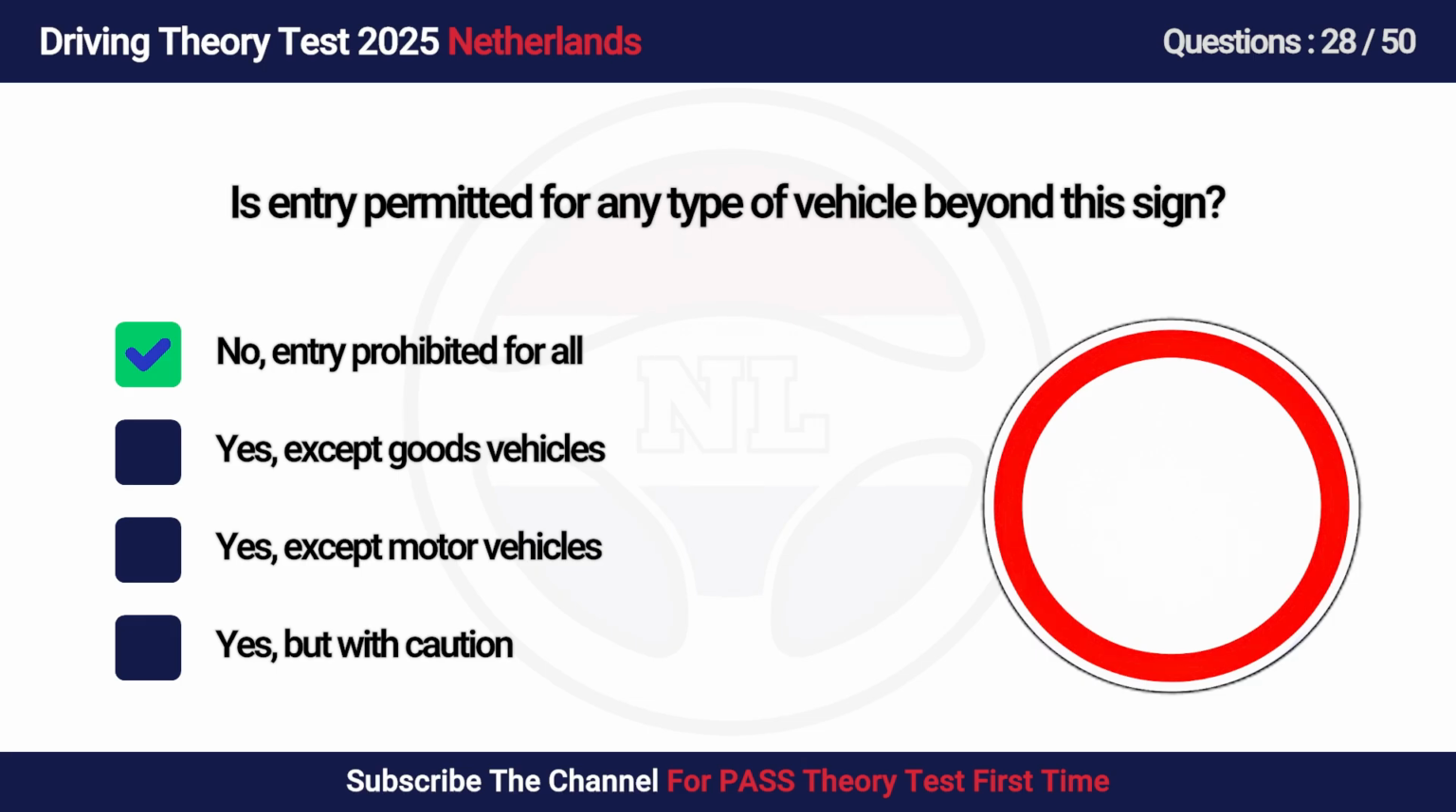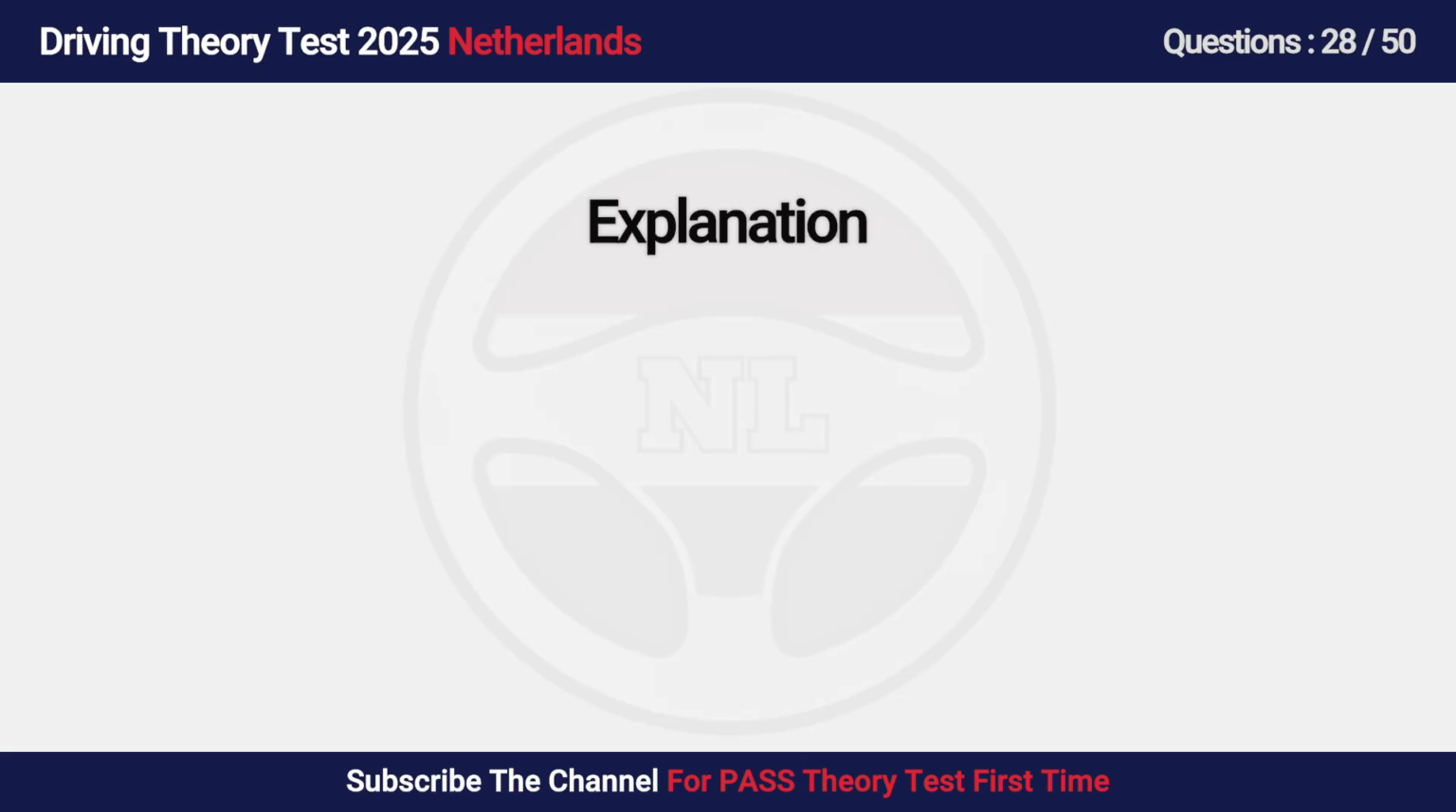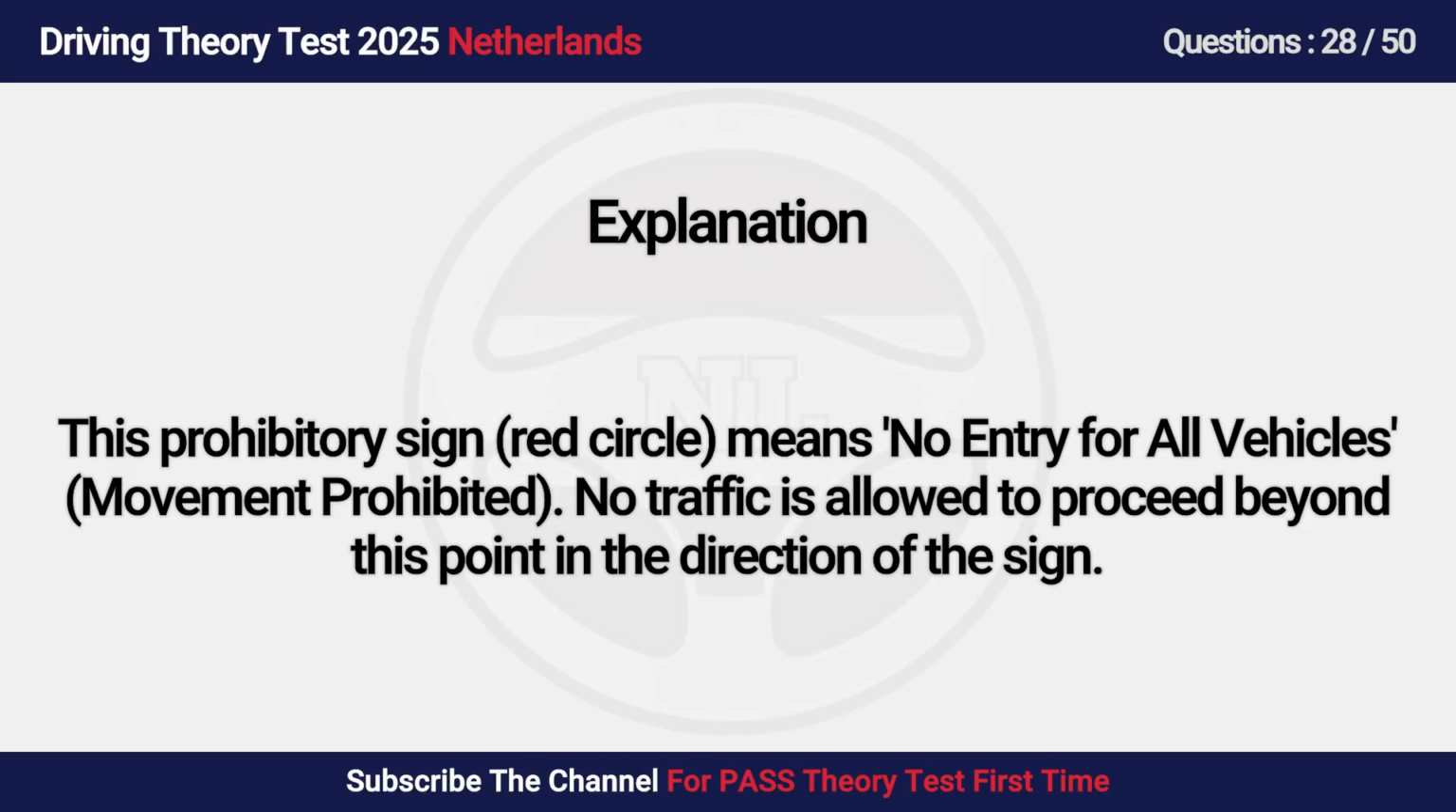Answer is A. No entry, prohibited for all. This prohibitory sign, red circle, means no entry for all vehicles, movement prohibited. No traffic is allowed to proceed beyond this point in the direction of the sign.